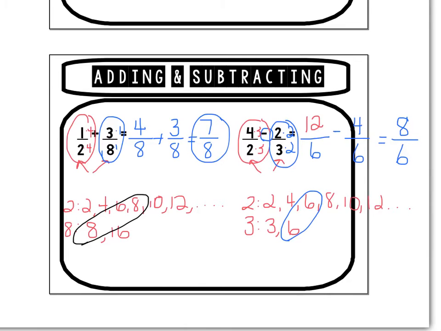Now, just like on the last page, I noticed that the top is bigger than the bottom. So I have to ask myself, how many times does 6 go into 8? Well, it goes in one time, and there are 2 leftovers. We aren't actually done yet because what I notice is I can still reduce that fraction. 2 goes into 2 and 2 goes into 6. So I end up with 1 and 1/3 because 2 goes into 2 once and 2 goes into 6 3 times. So this is the correct answer in simplest form.